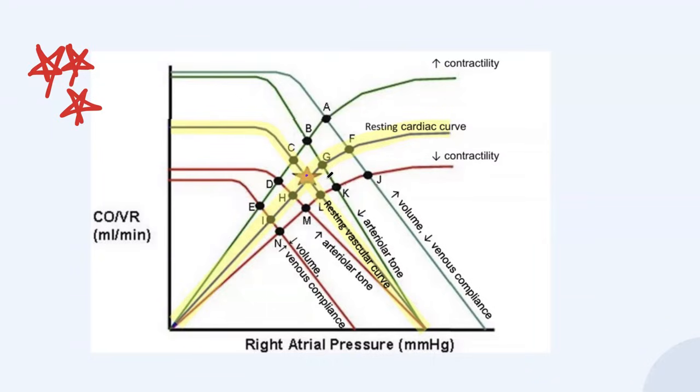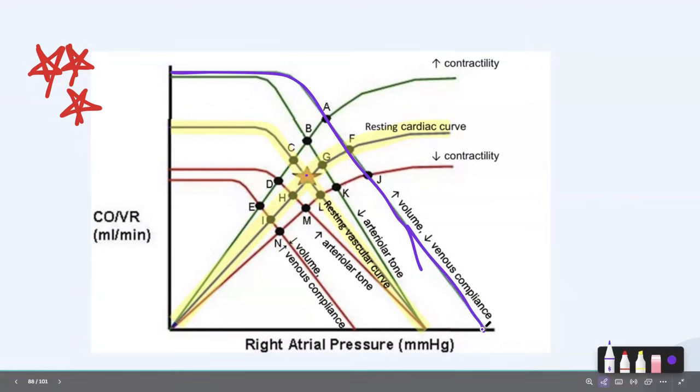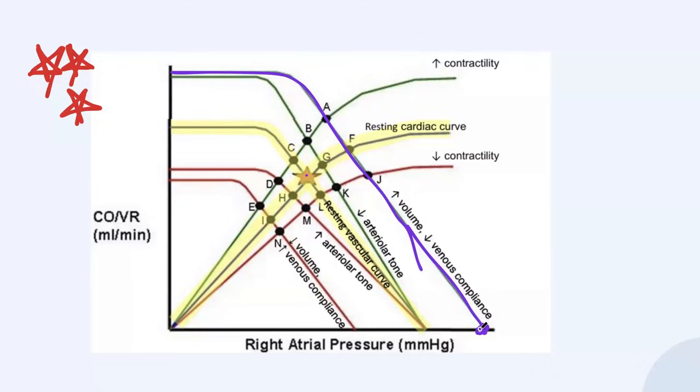What happens if there's a blood transfusion? Okay, we talked about this. That means the whole graph, this whole resting vascular curve, is going to be displaced upwards. So you can see here, it's displaced upwards, increased volume and decreased venous compliance. Okay, and remember here, the mean systemic filling pressure is also increased.